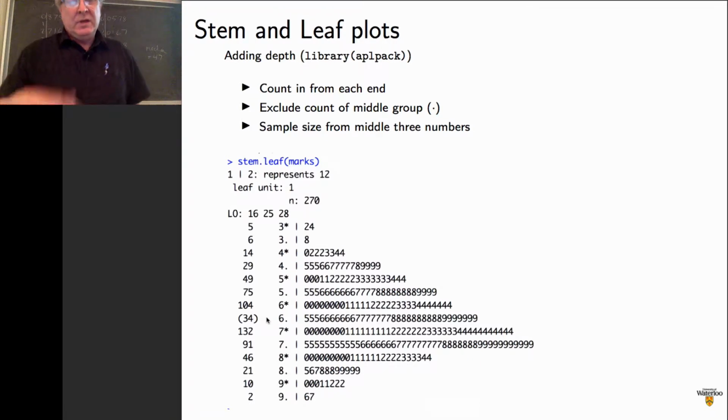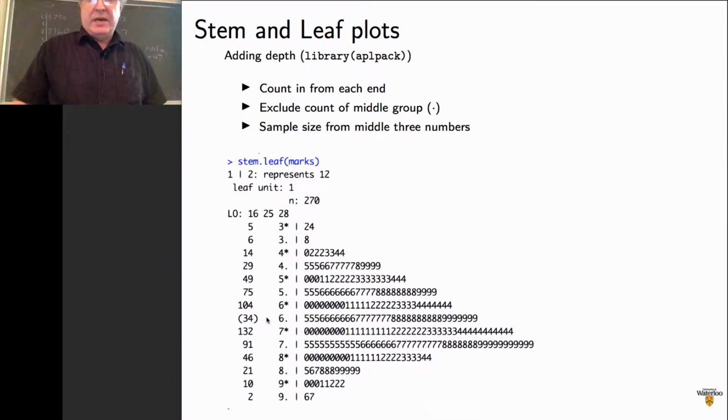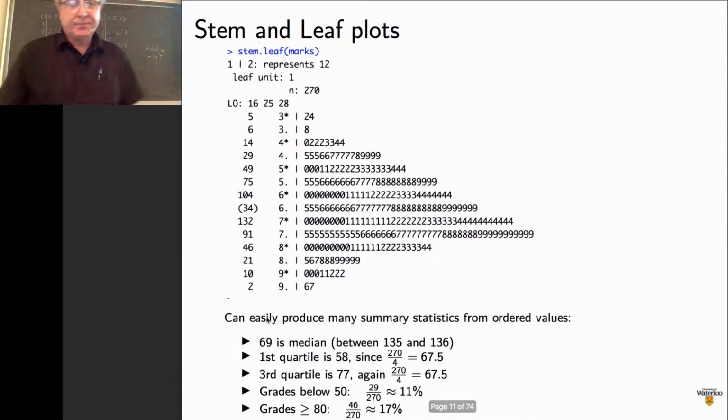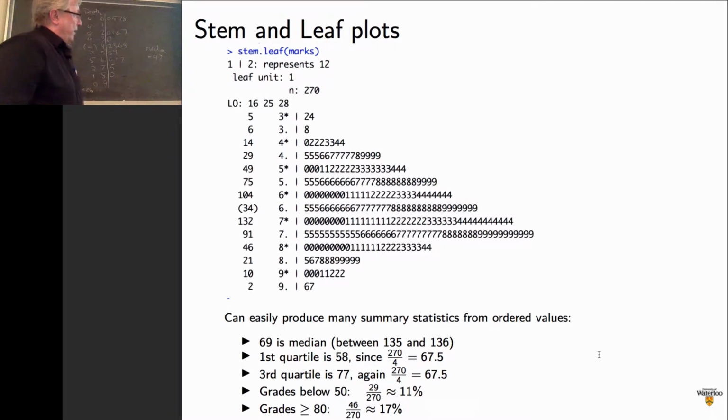Okay? So this depth is really, really handy. Now I can calculate a whole bunch of things by hand very quickly. So, particularly, find the median, sort of between the 135th and 136th point. I can find the first quarter the same way, just take the total sample size, find out how far I need to go.